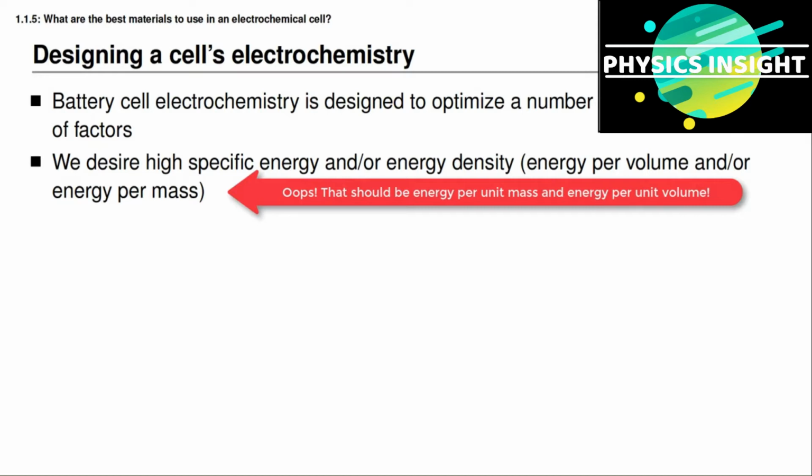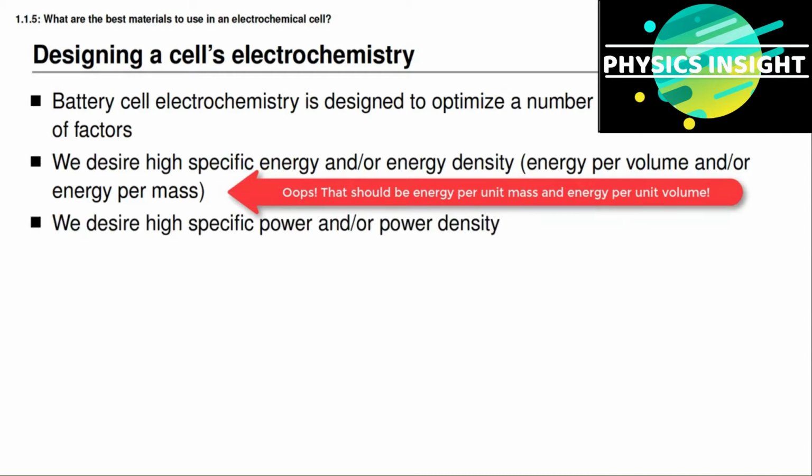In particular, when we're designing a battery cell, we desire to have high specific energy and high energy density. Now, specific energy has to do with how much energy we can store per unit volume, and energy density has to do with how much energy we can store per unit mass. So we would like to have as high a specific energy and energy density as possible for many applications, especially portable applications, which will mean that we would like to reduce volume, reduce mass, and increase energy.